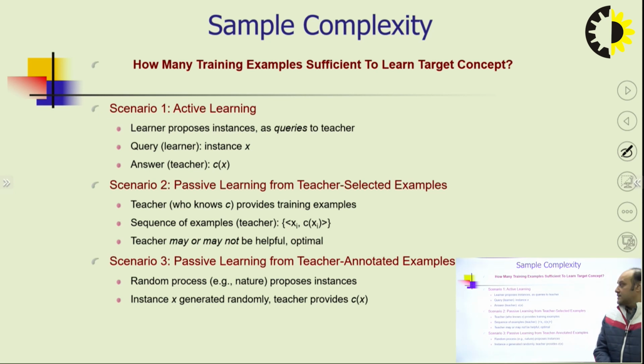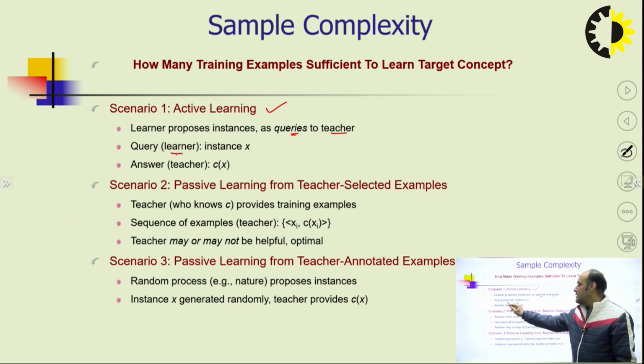Scenario one is: what is active learning? Active learning means the learner is fully active. The learner proposes an instance as a query to the teacher. That means he will ask the questions. So the learner will be asking queries to the teacher.